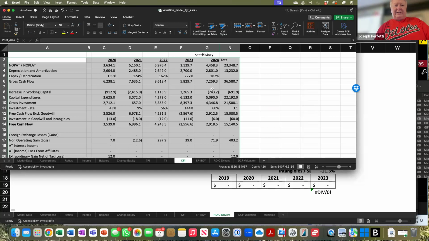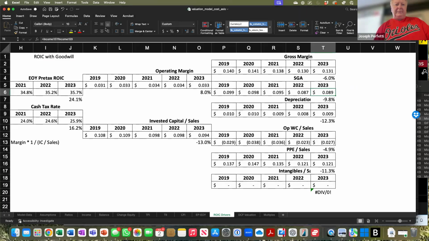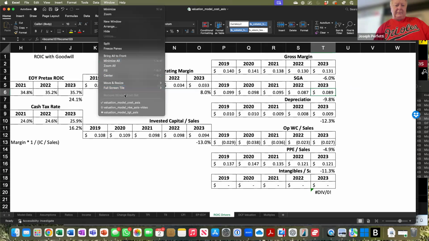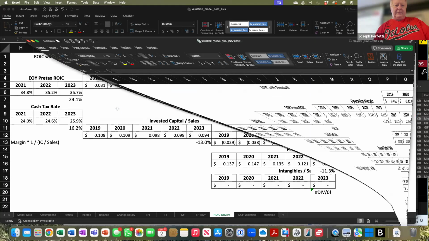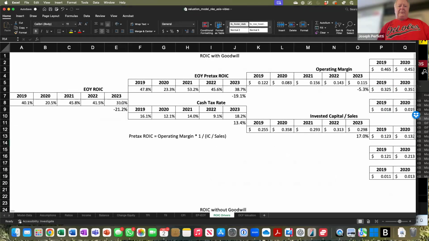So for the ROIC tree of Nike, because I'm doing this in a video, I'll save you some pain of asking you lots of questions. But what you should have started with is a 40.1% ROIC in 2019, falling to a 31.6% ROIC in 2023. All right, so their ROIC went down by 21.2%.